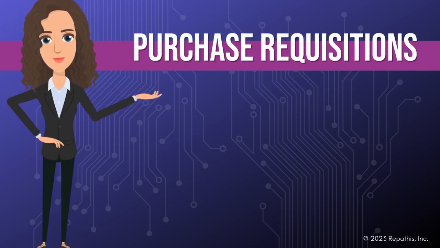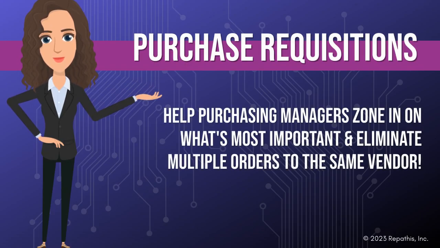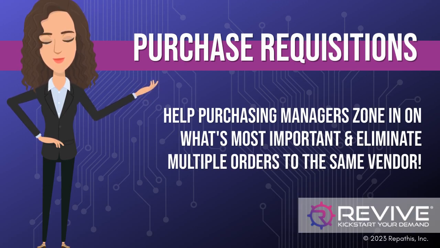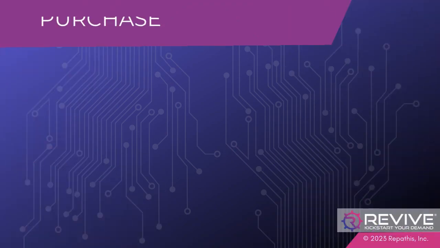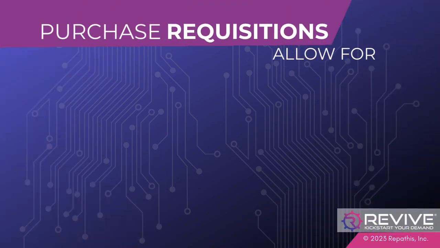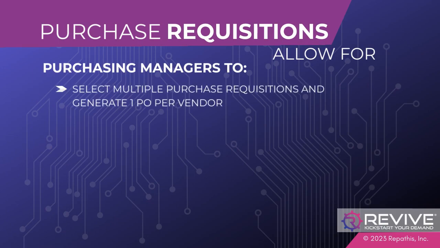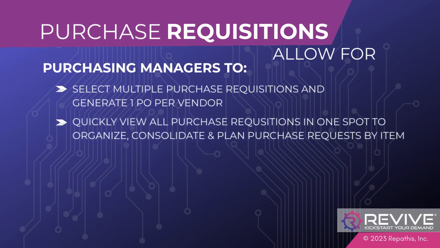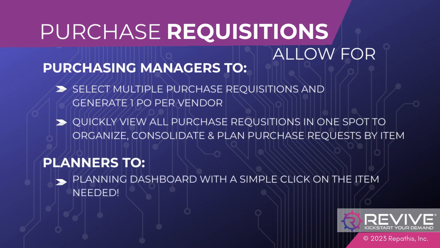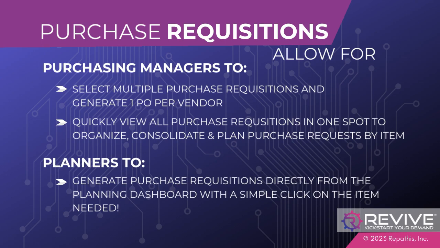Purchase requisitions help purchasing managers zone in on what's most important and eliminate multiple orders to the same vendor. Purchase requisitions allow purchasing managers to select multiple purchase requisitions and generate one PO per vendor. Quickly view all purchase requisitions in one spot to organize, consolidate and plan purchase requests by item. Planners can generate purchase requisitions directly from the planning dashboard with a simple click on the item needed.